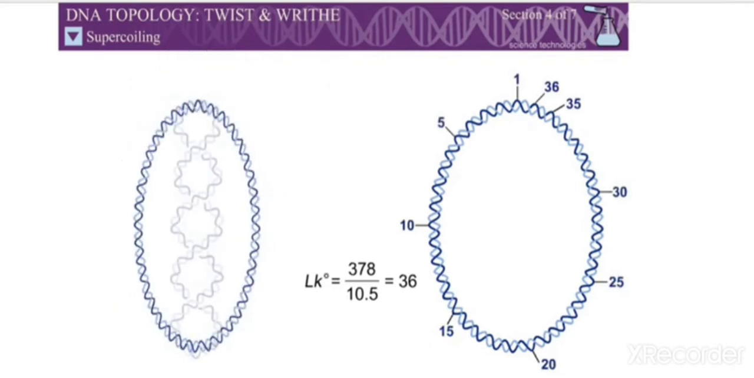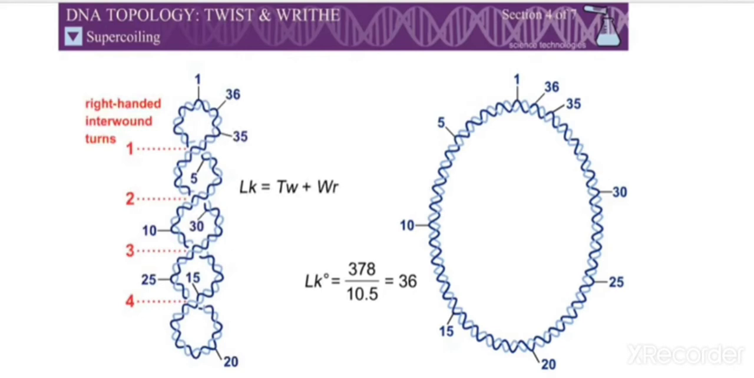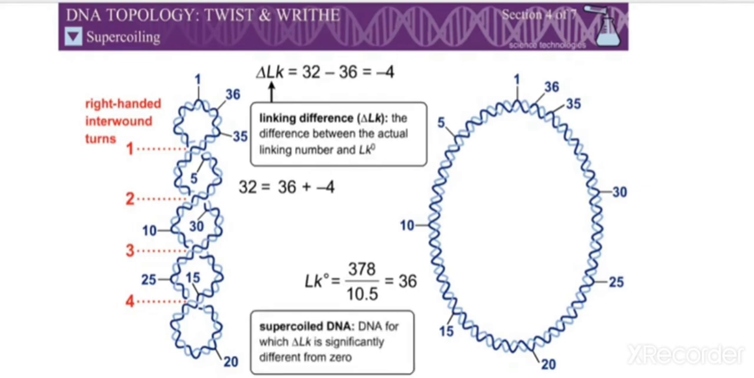If writhes are introduced to the DNA without changing the number of twists, the linking number changes. The difference between the actual linking number and LK0 is the linking difference. If the linking difference is significantly less than 0, the DNA is negatively supercoiled. If the linking difference is significantly greater than 0, the DNA is positively supercoiled.